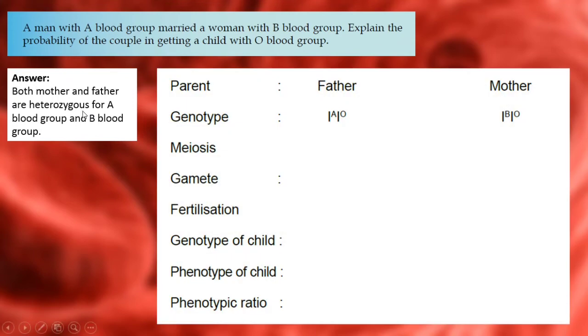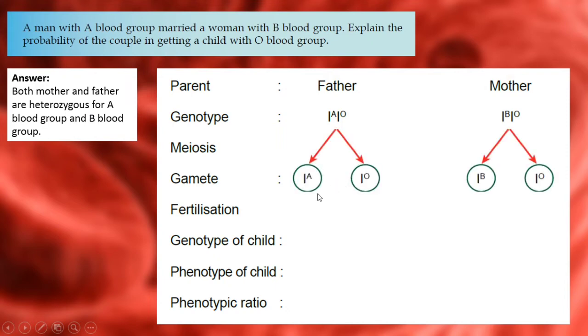So the father has IAIO and the mother IBIO. If the father is IAIA and the mother IBIB, they will not get blood group O. So heterozygotes must be involved. This is the genotype of the father, and the father will produce gametes. This is the gamete of the father, IAIO, and the mother IBIO. After random fertilization, the genotypes are IAIB, IAIO, IBIO and IOIO.